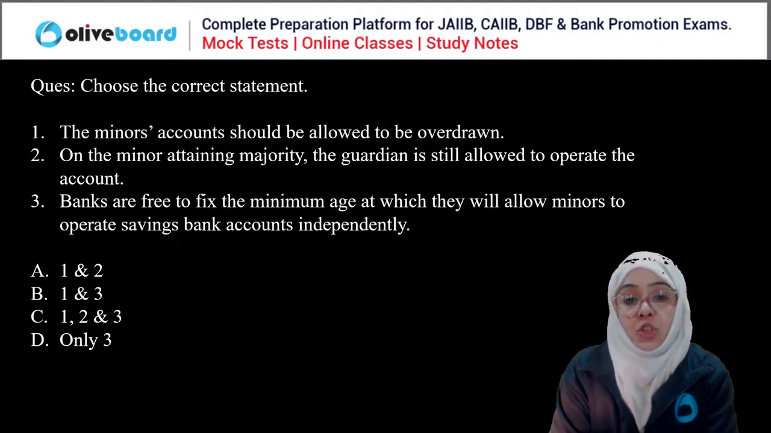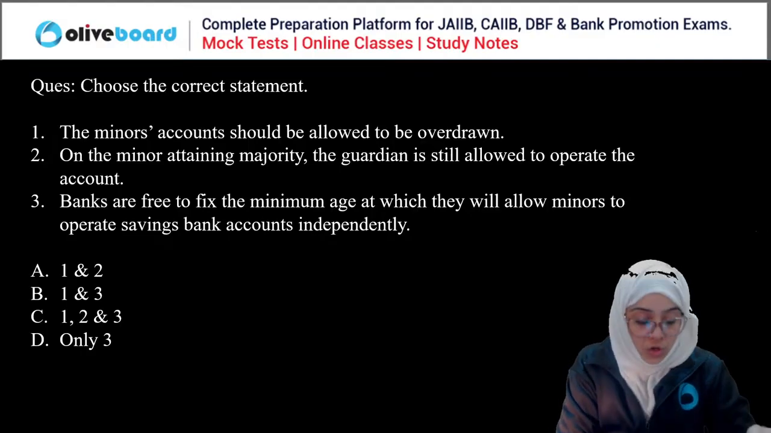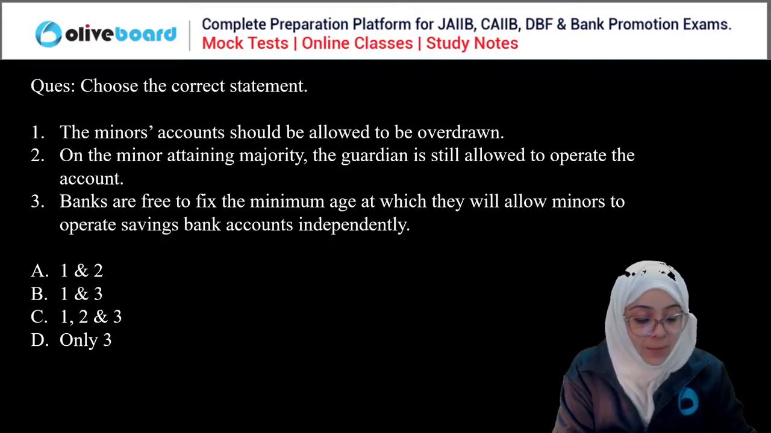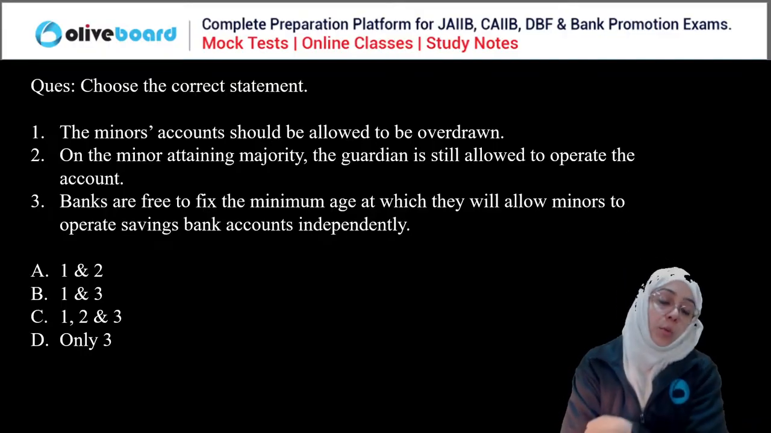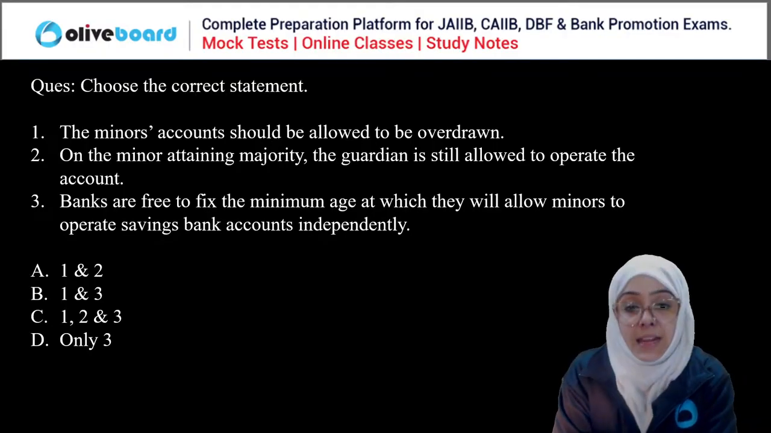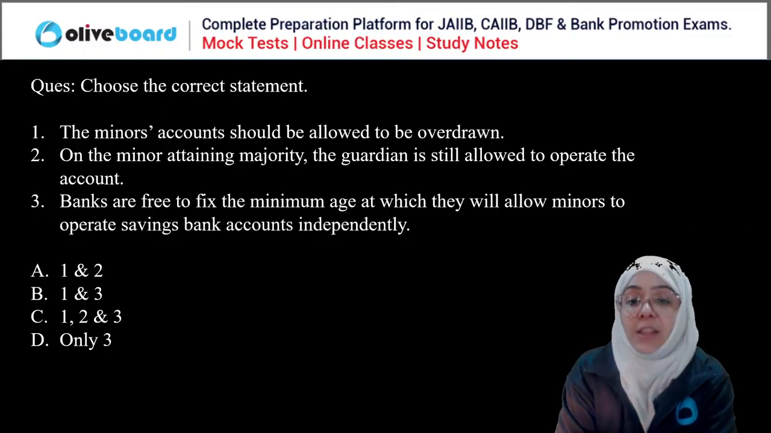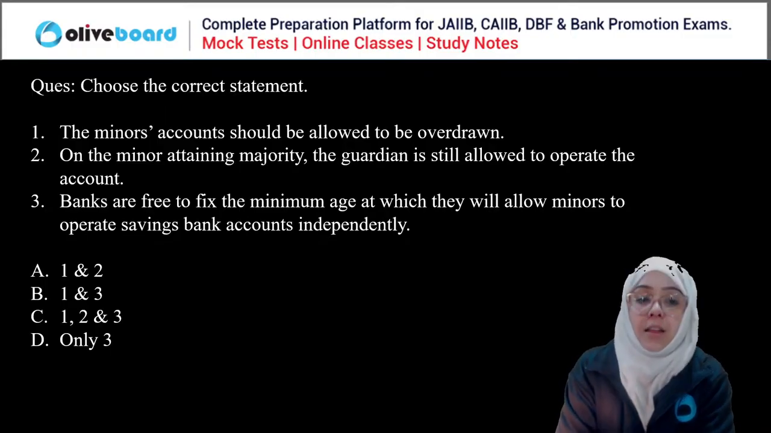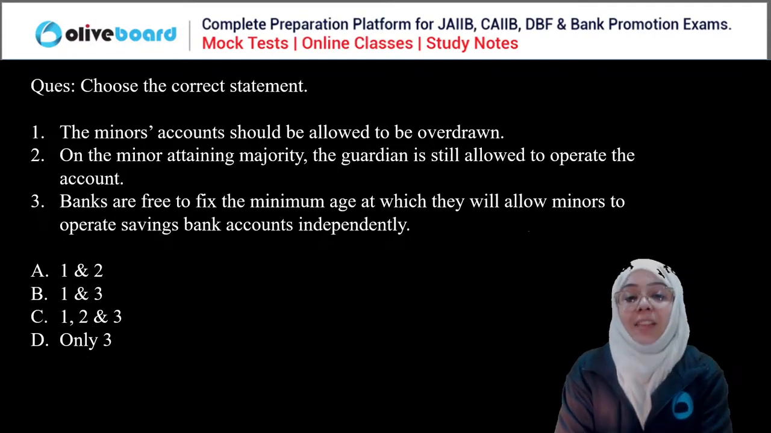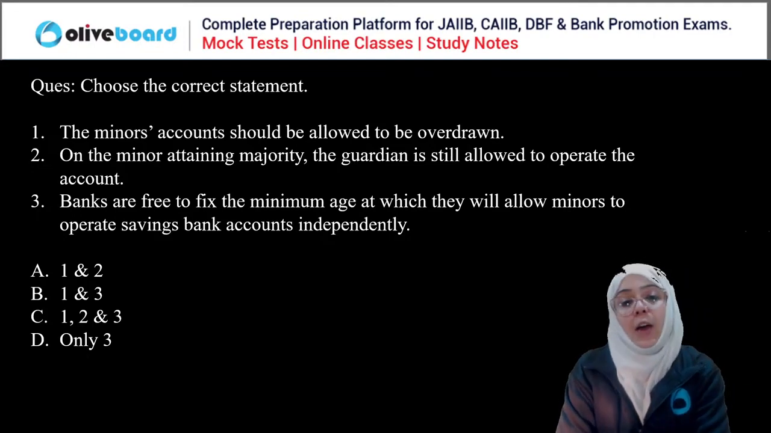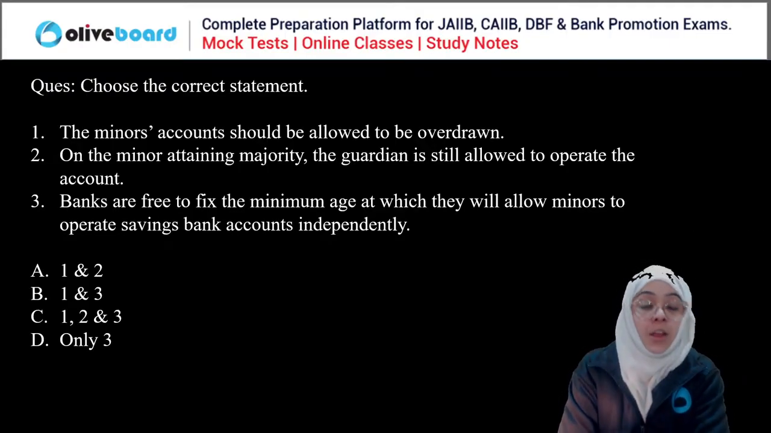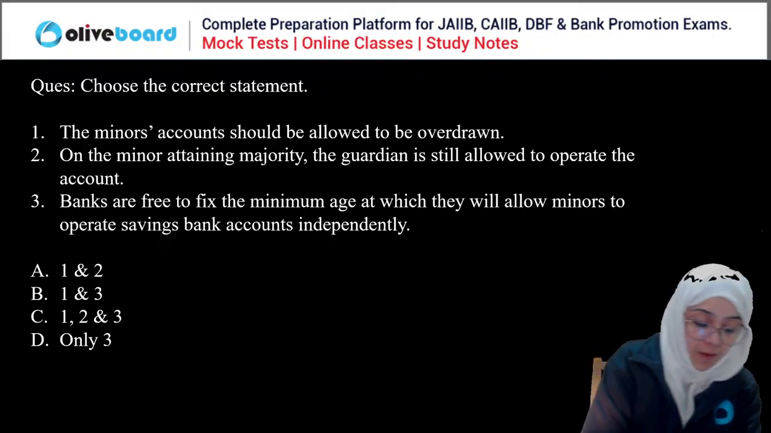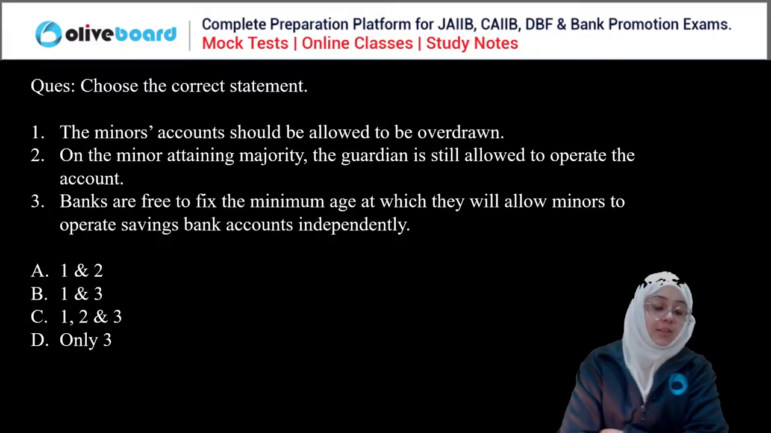The first statement says that minor accounts should be allowed to be overdrawn. The second says that on the minor attaining majority, the guardian is still allowed to operate the account. The third says that banks are free to fix the minimum age at which they allow the minor to operate the saving bank account independently. You have to choose the correct statement here.